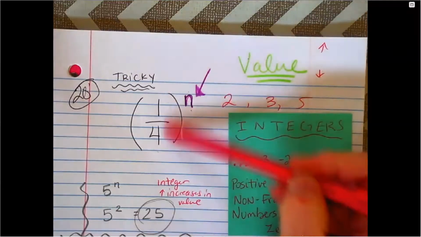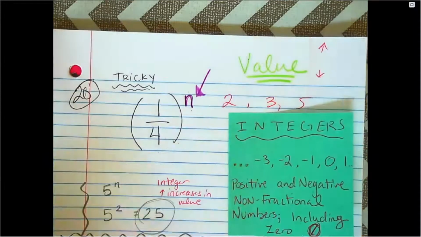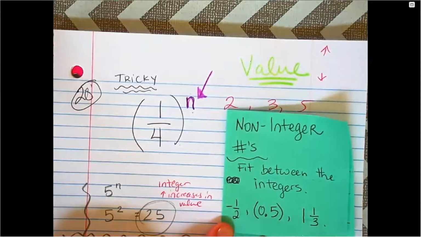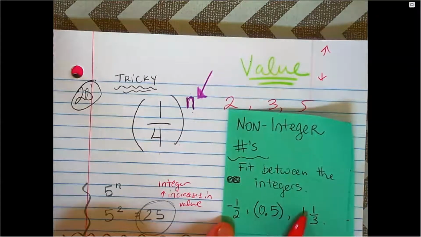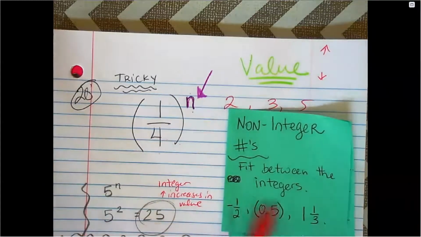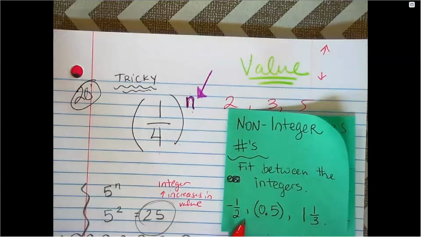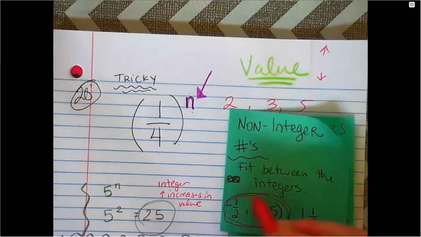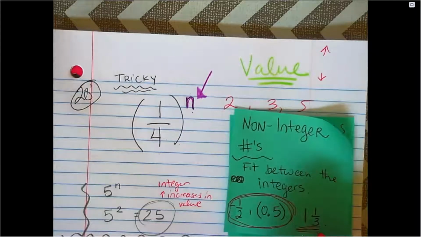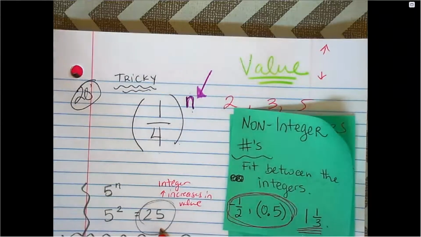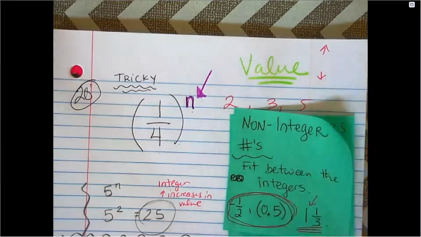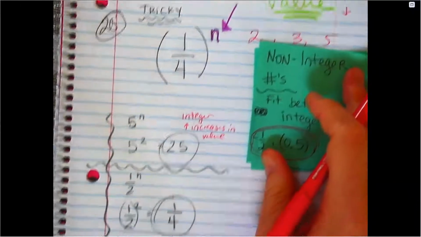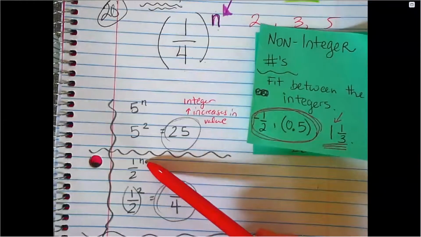However, this is not an integer. Non-integer numbers fit between integers, like -1/2 and 1 1/3, and so they behave a little differently. These ones have a pattern that we can count on. If you have a mixed number, it's still going to increase because you have a whole. But if you don't have a whole, if you only have a fraction or a partial like this, watch what happens. 1/2 to the n, I'm just giving an example.